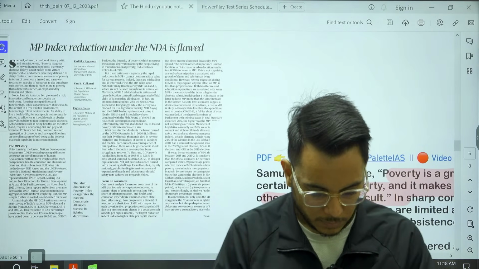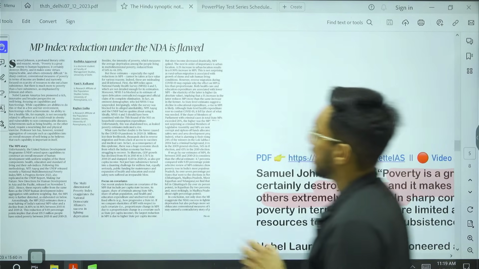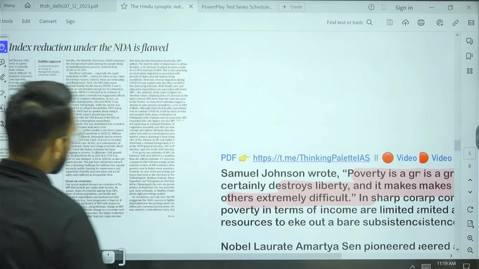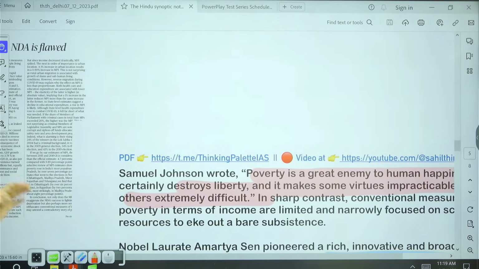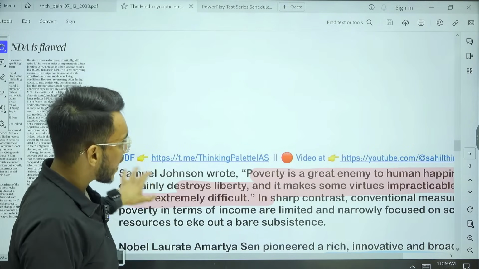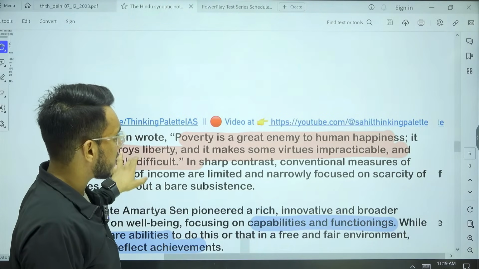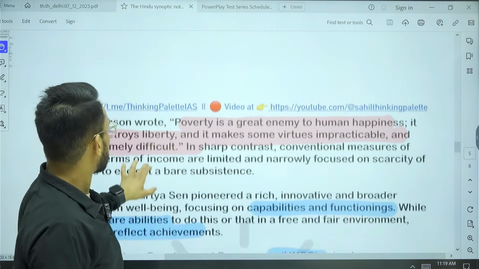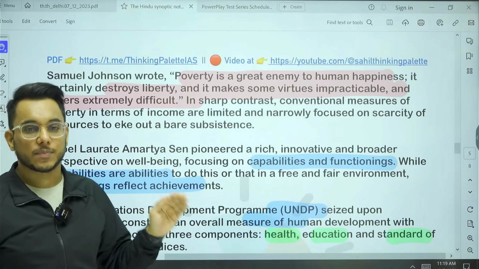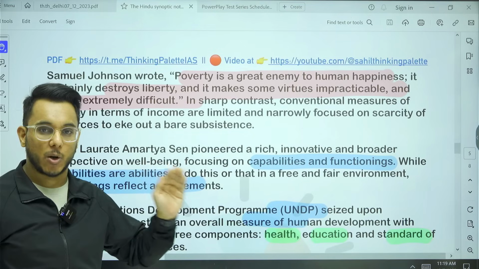Okay, moving on. Now, the MPI reduction under the NDA is flawed. Guys, what is this article talking about? The article is talking about the multi-dimensional poverty index. First of all, let's see the context of this article. We are going to take this article with respect to GS paper 3, economy: progress versus economic development versus economic growth.